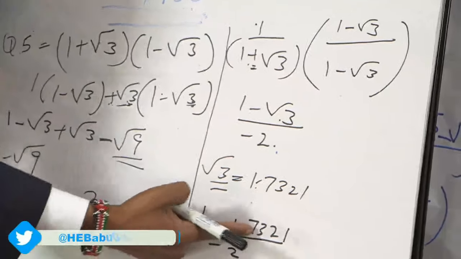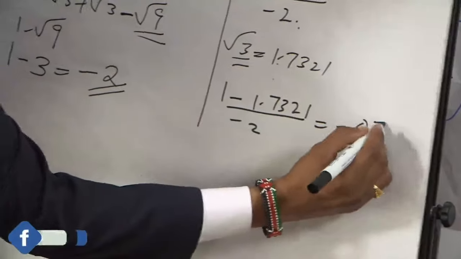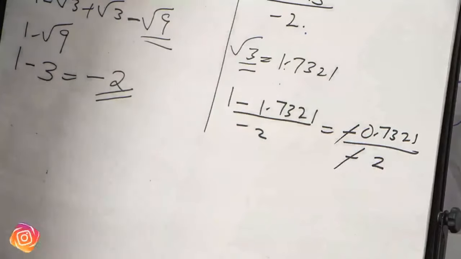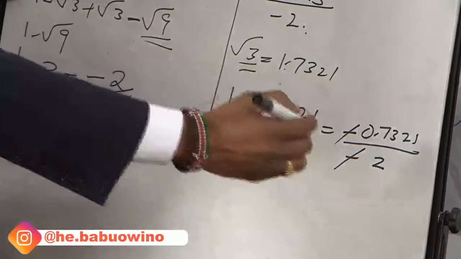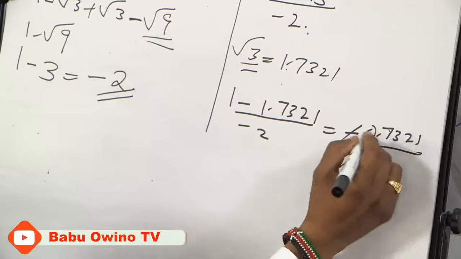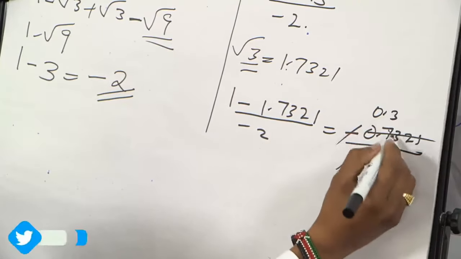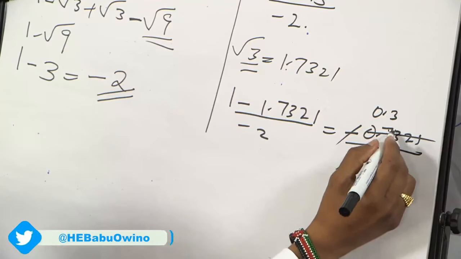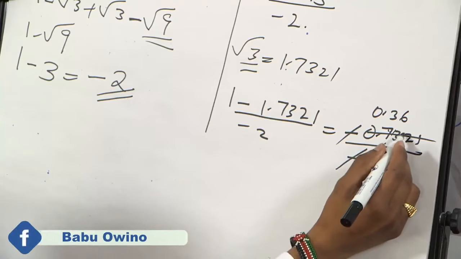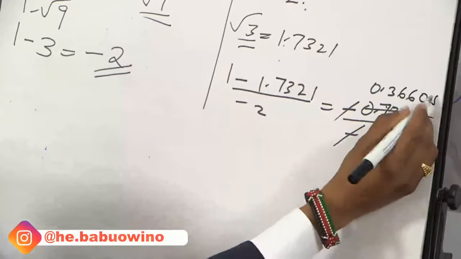1 minus 1.7321, you get minus 0.7321. Divide by minus 2. This goes with that. Therefore, we divide this. You use a calculator, or we can just divide: 2 goes into 7 3 times, which is 6, remainder 1. Into 13 6 times, which is 12, remainder 1. Into 12 6 times, and so on.